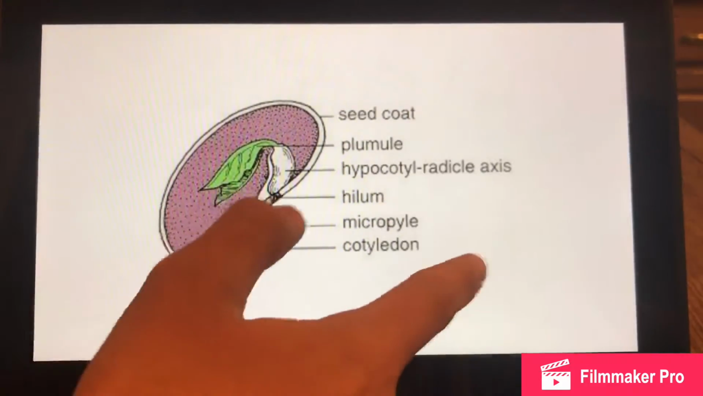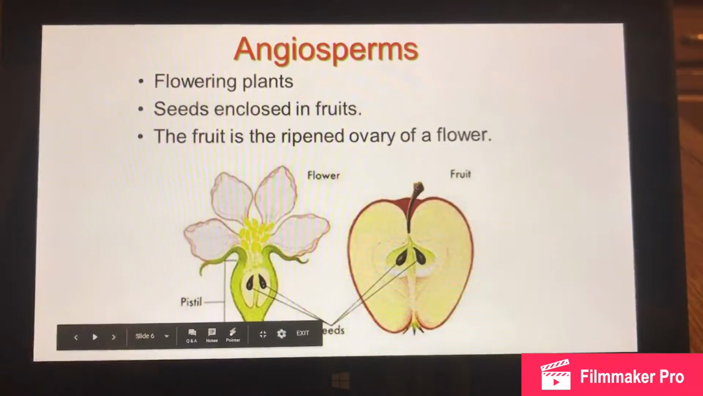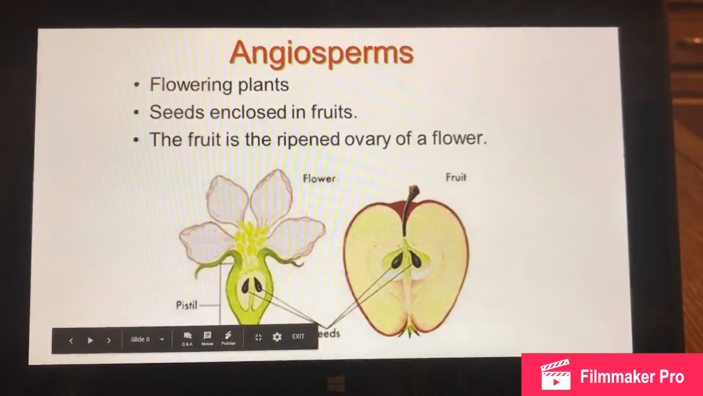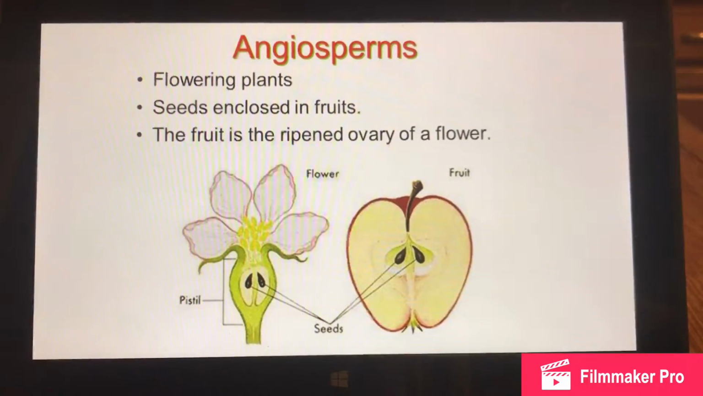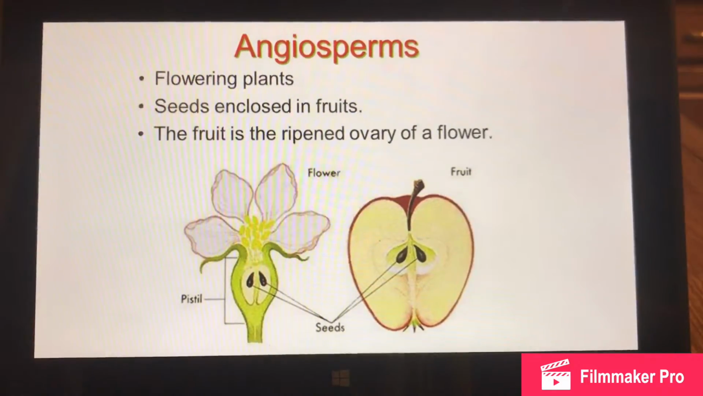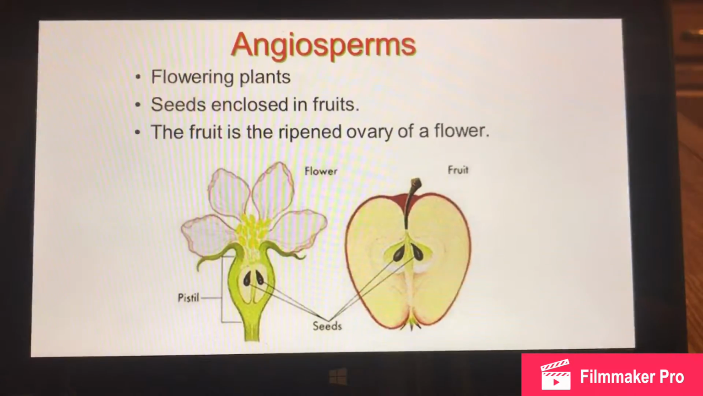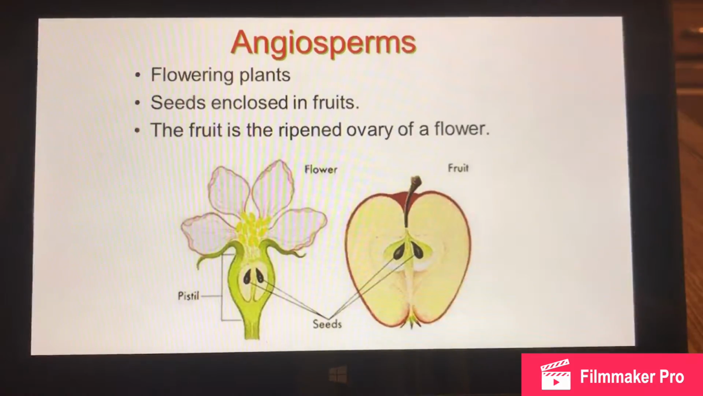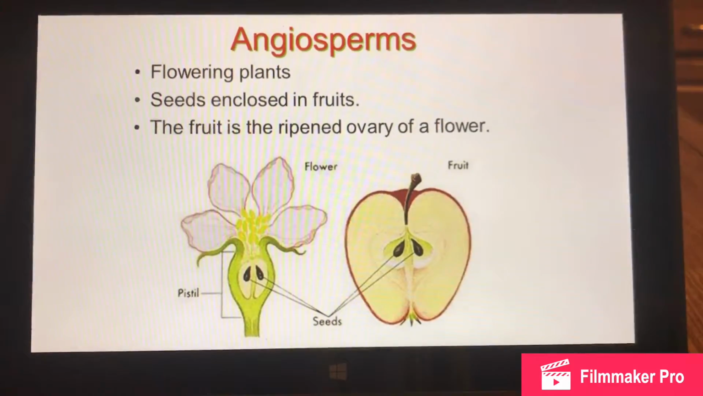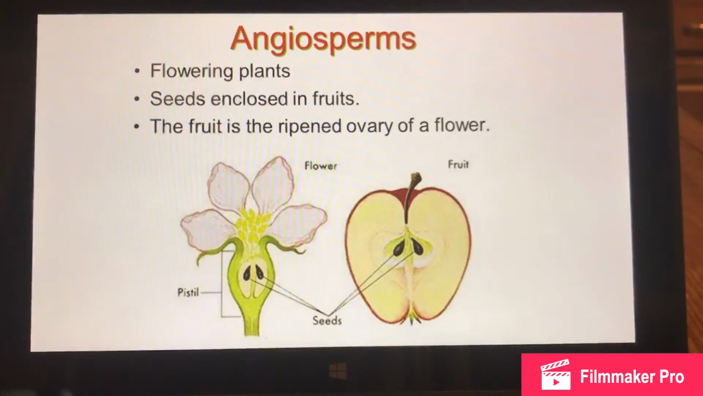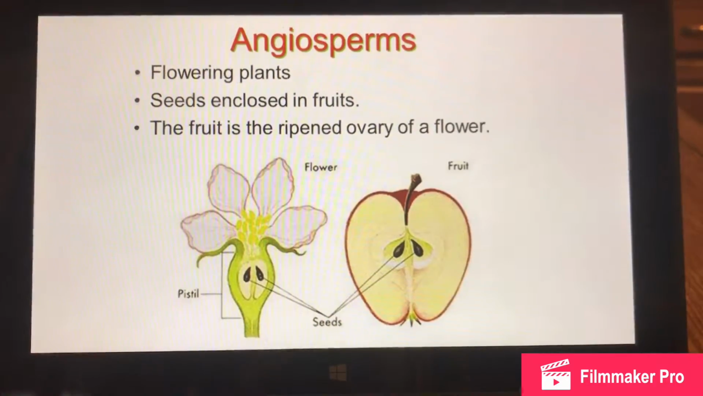Another type of seed is a seed that is enclosed in fruit, which is called an angiosperm. Angiosperms are flowering plants whose seeds are enclosed in fruit, like this apple you see here. The fruits aid in the spread of the seeds as animals eat them and disperse the seeds around the forest and around nature.